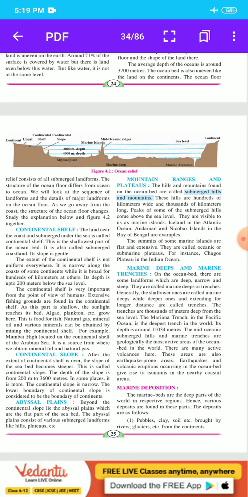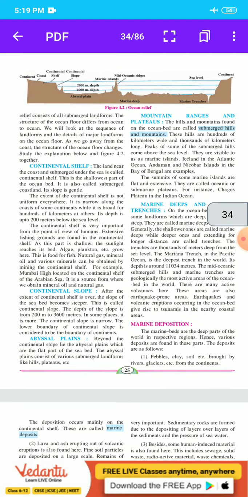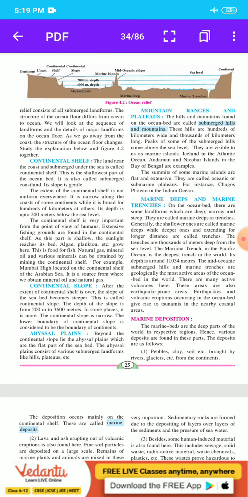Our next point is the continental slope. Here, students, in the figure you see the continental slope. Where the continental shelf is over, the slope of the seabed becomes steeper. This is called the continental slope.